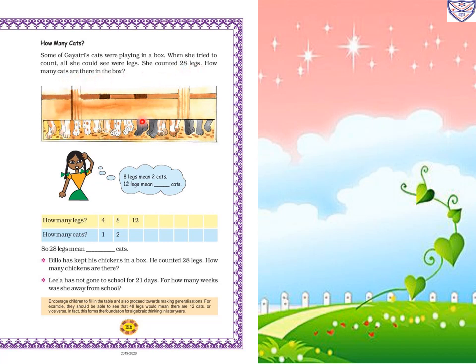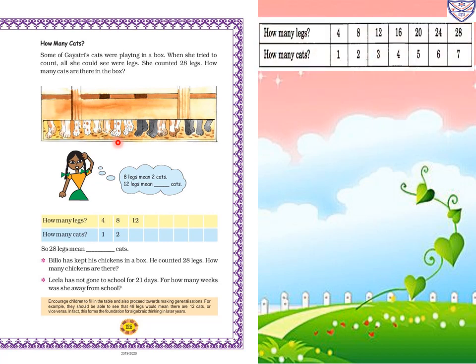So we have to find out how many cats are there in the box. She is confused. 8 legs means 2 cats. One cat has 4 legs. So 2 cats have 8 legs. Then 12 legs means dash cats. So this we have to find out.